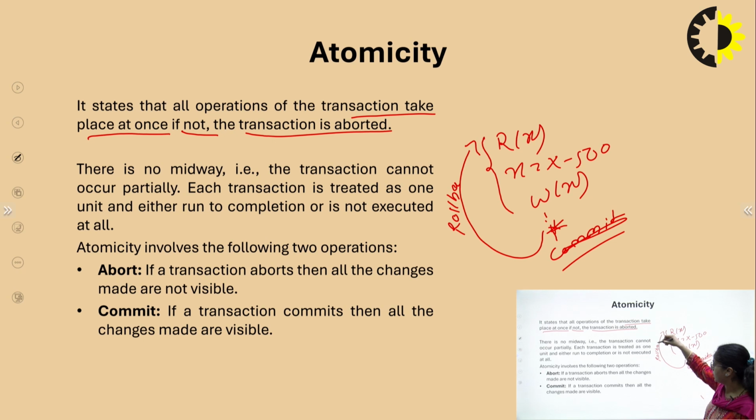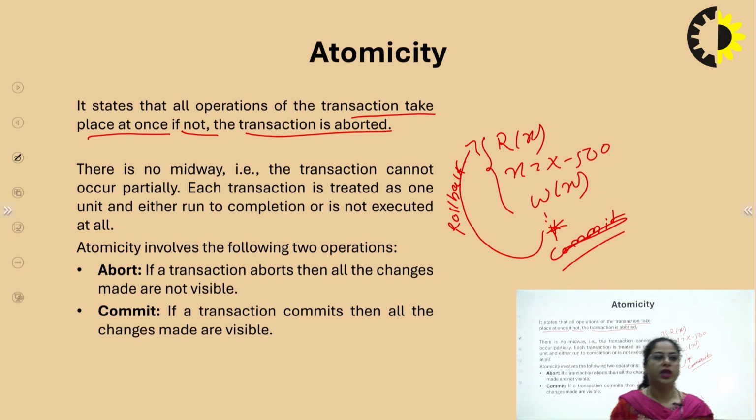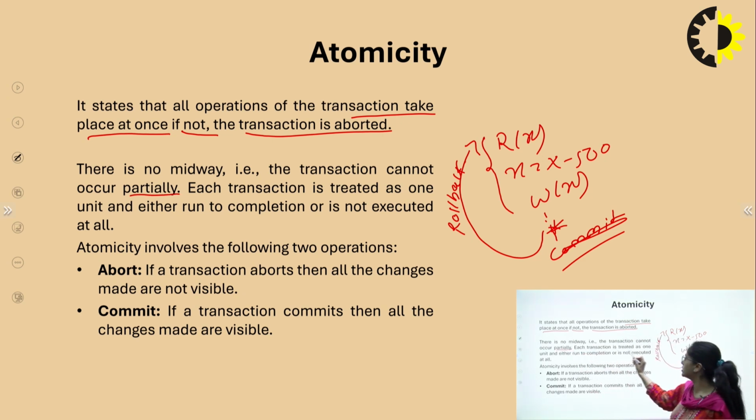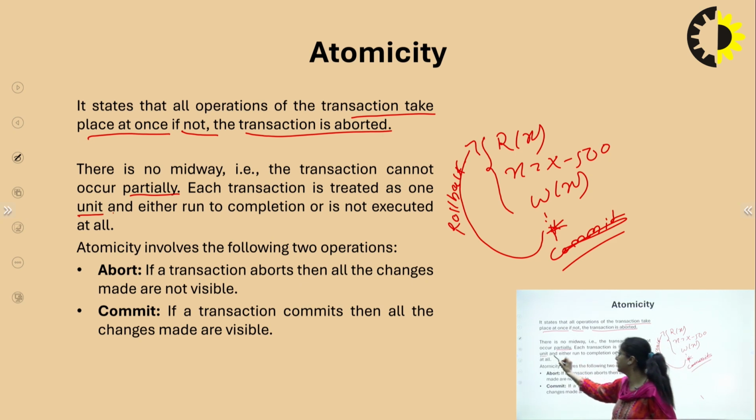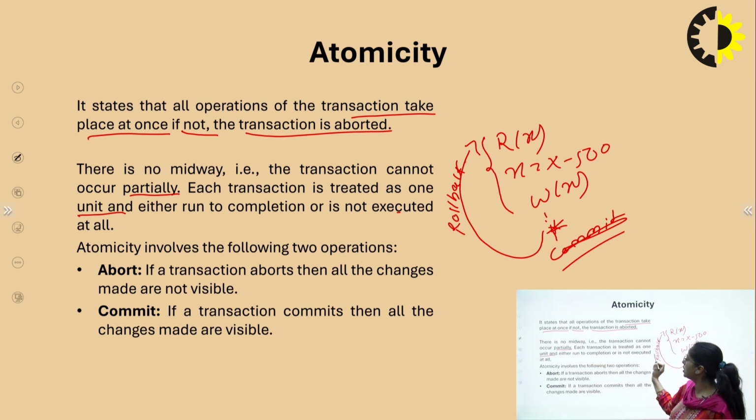Okay, it will roll back, meaning no single operation is performed. If a failure occurs, all the operations are undone, all the operations are rolled back. There is no midway. That is, the transactions cannot occur partially. Each transaction is treated as one unit and either runs to completion or is not executed at all.